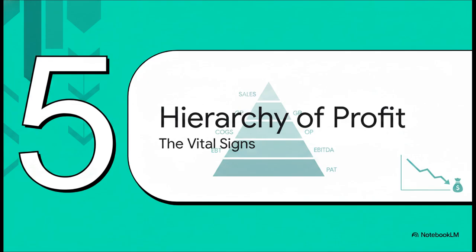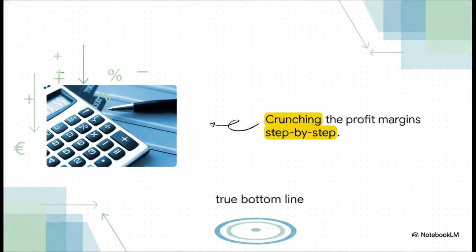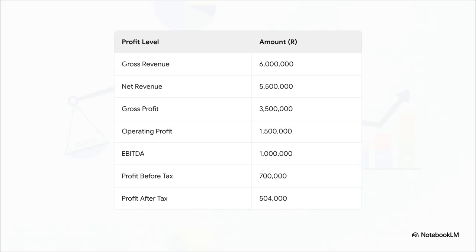And that brings us to Section 5, the hierarchy of profit, the vital signs. To truly grasp the vital signs of a business, we're going to use a progressive disclosure technique. We'll systematically peel back the costs, layer by bleeding layer, from our top-line gross revenue to discover the true, surviving bottom line that the owners actually get to keep in their pockets. Let's trace the journey of 6 million rand in gross revenue down the hierarchy.